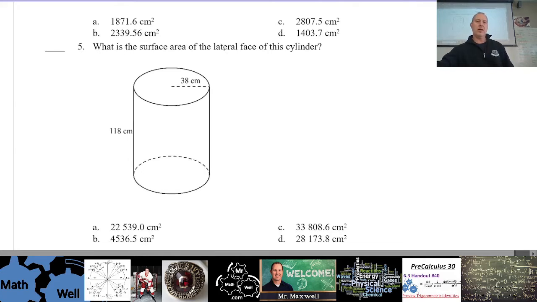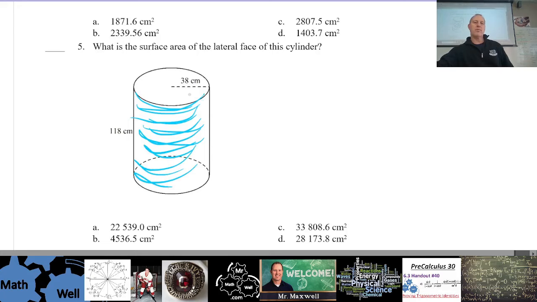The surface area of the lateral face. Okay, so the lateral face of this cylinder, remember lateral means side. So we're literally talking about the surface area of the wraparound part, right? So not the ends, we're not considering the ends. We can think about it as being hollow. It maybe isn't, but we don't care about what that area is.